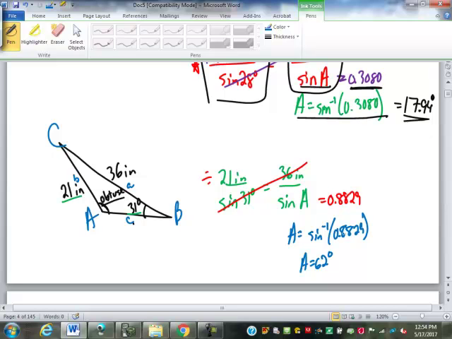But can A be 62 degrees? No, because I said it was obtuse. If it's obtuse, that means what it really is the supplement, 180 minus 62, which is 118 degrees. That's 118 degrees. That makes this one 31 degrees. We know that's obtuse. We have to take 180 minus that angle. Looking familiar?